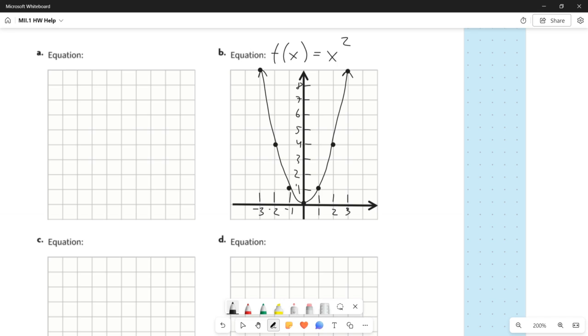Let me just double check the directions here. Graph, add any additional characteristics, identify the scale, explicit equation. That's it. So that is our answer for B.